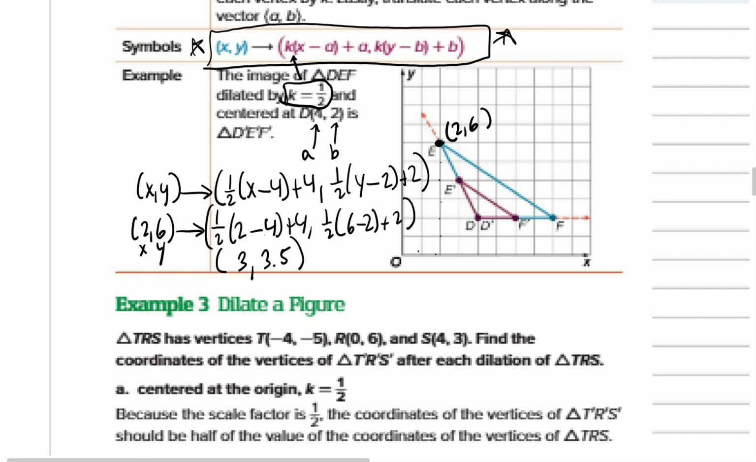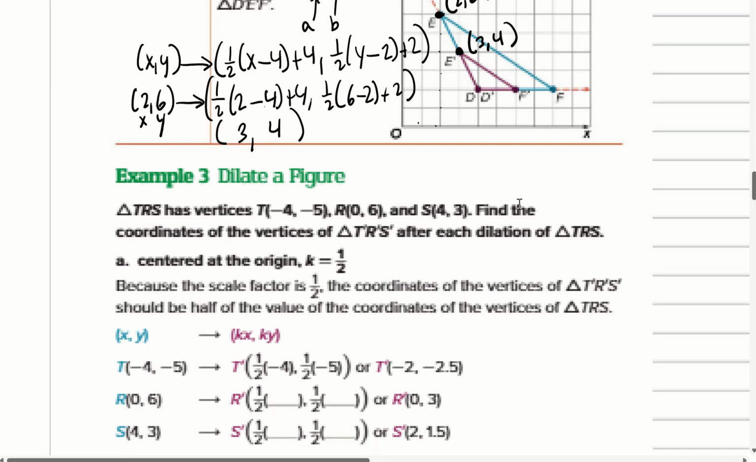Oops, I did bad mental math there. Sorry about that. 6 minus 2 is 4. I said it was 3. 6 minus 2 is 4. Half of 4 is 2. 2 plus 2 is 4. Sorry about that. Okay, that's better. All right, so then we look here. This is E prime, which is 3, 4. Okay? All right, so now that makes sense. So there gives you an example.